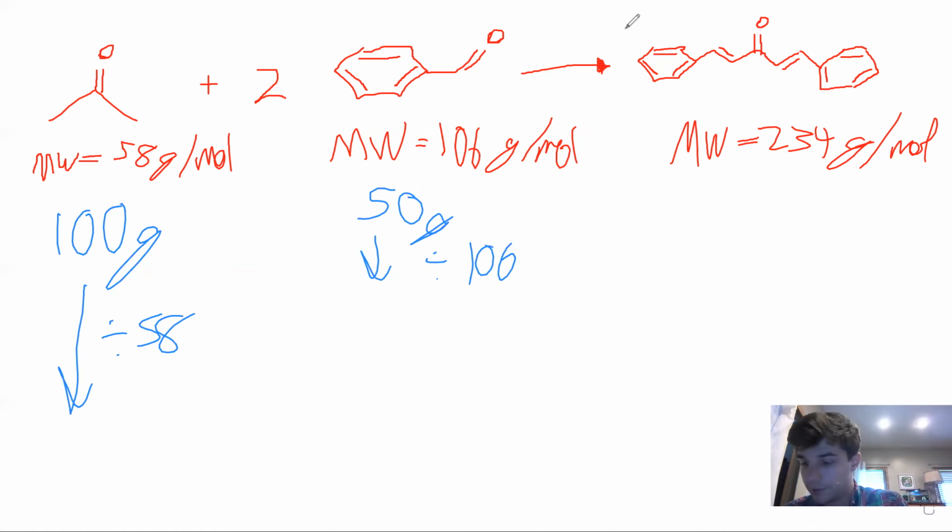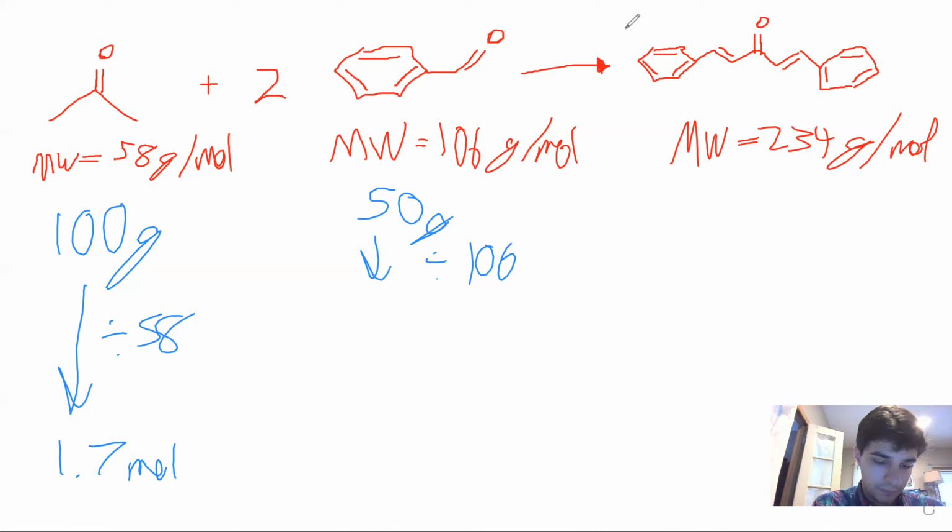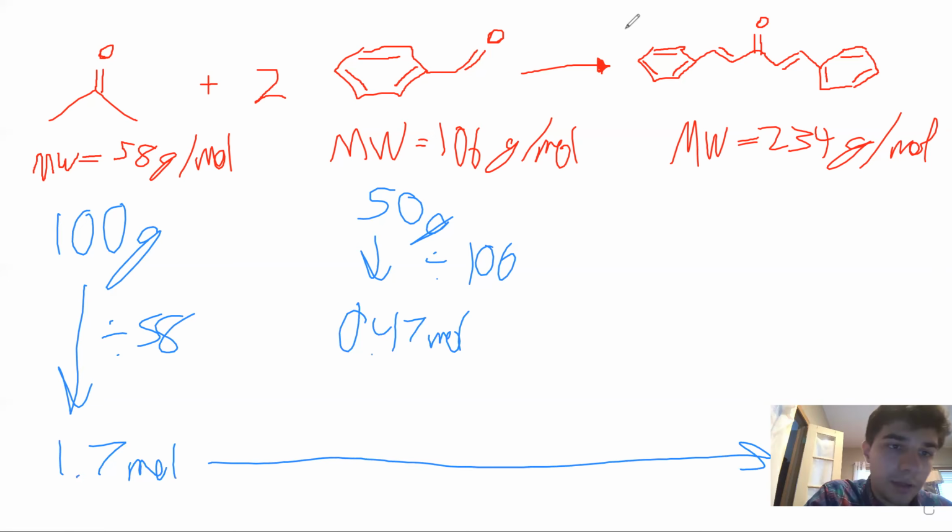Let's see. 100 divided by 58. We'll round 1.7 moles. And benzaldehyde, 50 divided by 106, 0.47 moles. Okay, so now we have the moles of each reactant, and we know that for acetone, it's a 1-to-1 ratio. So it'll produce 1.7 moles of product.